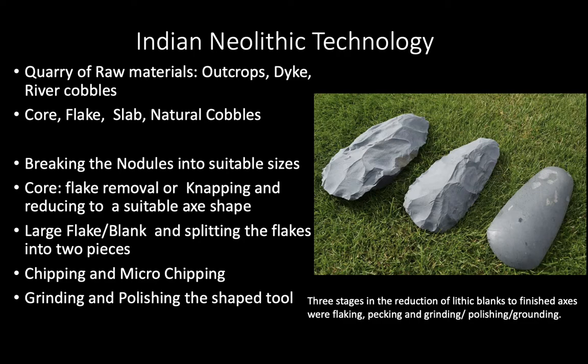Then there are different stages for making the Neolithic axes. First, they used to break the cores or the natural boulders or the outcrops into suitable sizes. Then from the core they used to remove the flakes, so they can make the axe or the edge or any type of tool they want to make on a particular flake.